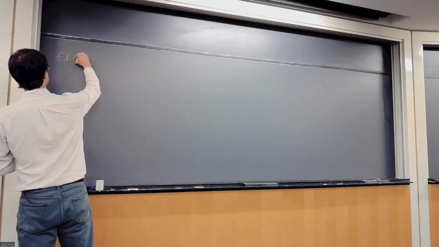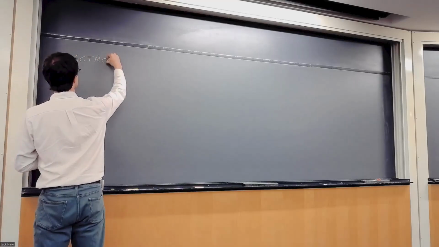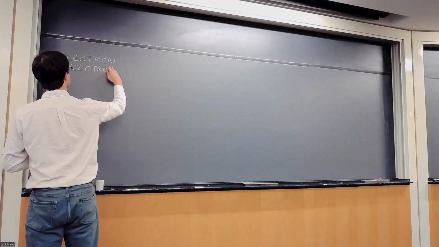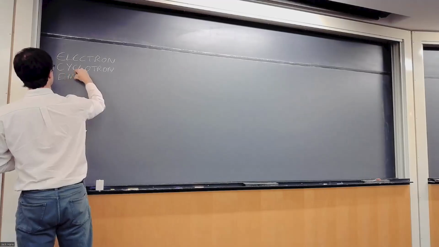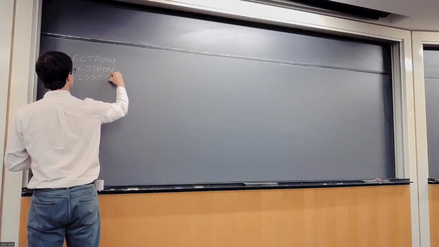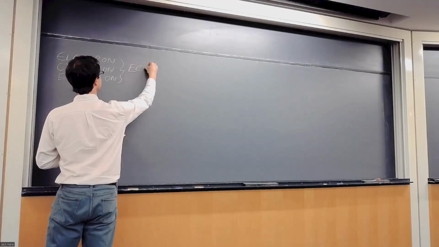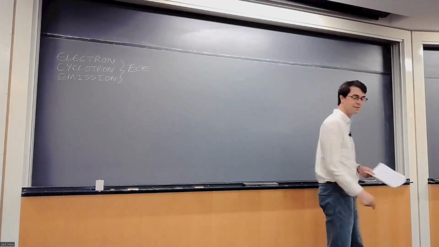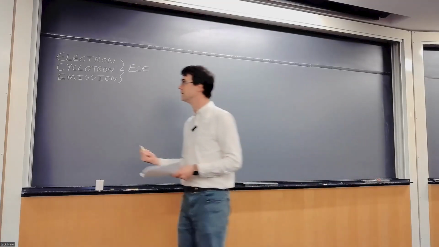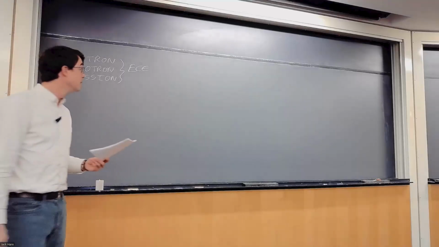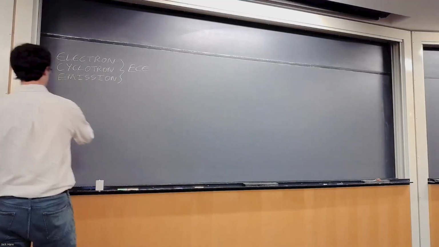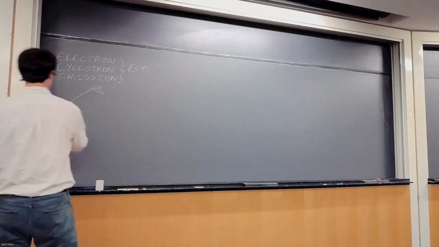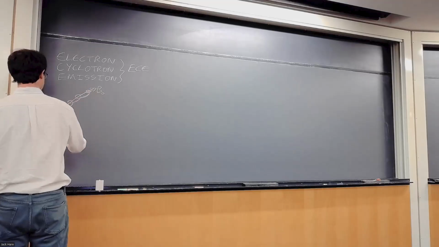So we're going to be looking at electron cyclotron emission, or ECE. This is a key diagnostic in magnetically confined plasmas. This is a very, very important diagnostic, which is why we're going to spend a significant amount of time on it. This diagnostic works on the basis that we have magnetic field lines inside our plasma, and we have particles, electrons, which are spiraling around those magnetic field lines.